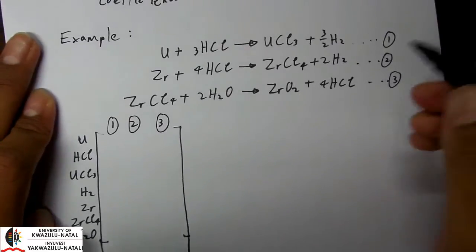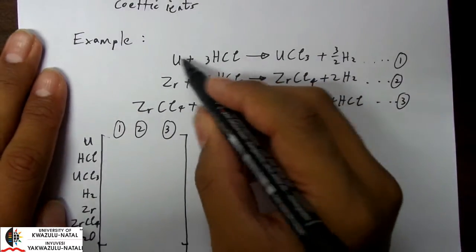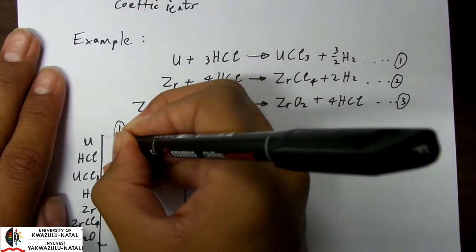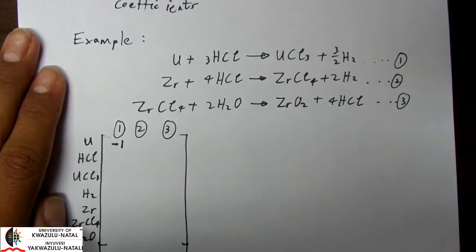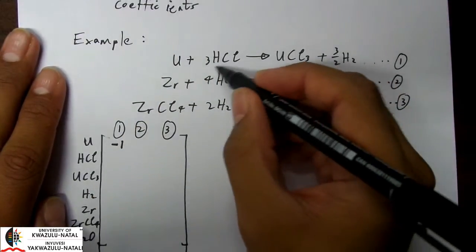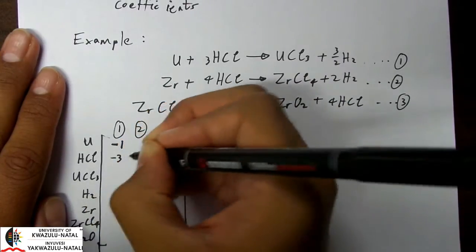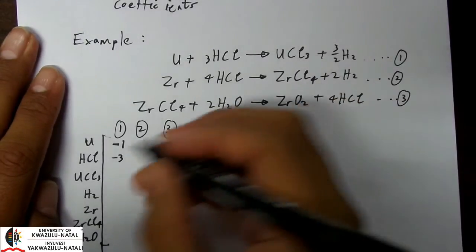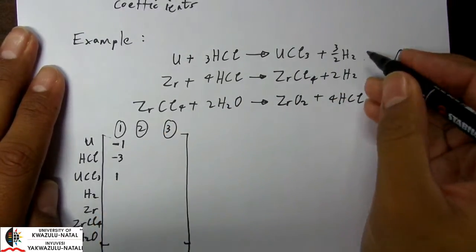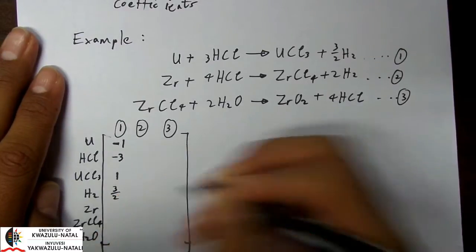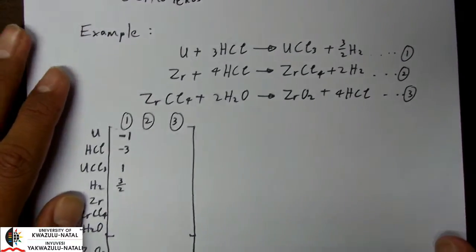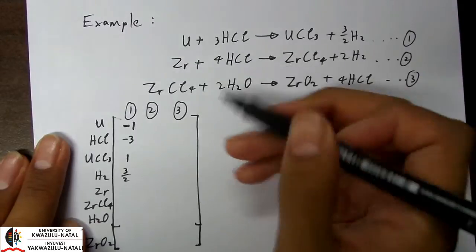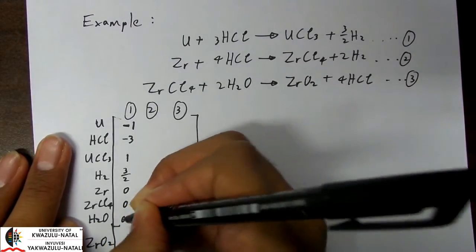So let's look at the first reaction. We have uranium occurring as a reactant with a coefficient of 1. So in reaction 1 we are looking at a coefficient of -1. For HCl we have a 3, so that will be -3 for it being a reactant. We have UCl3 as a product, and finally hydrogen with a coefficient of 3/2. Okay, so none of the other species participate in reaction 1, so they all get a coefficient of 0.